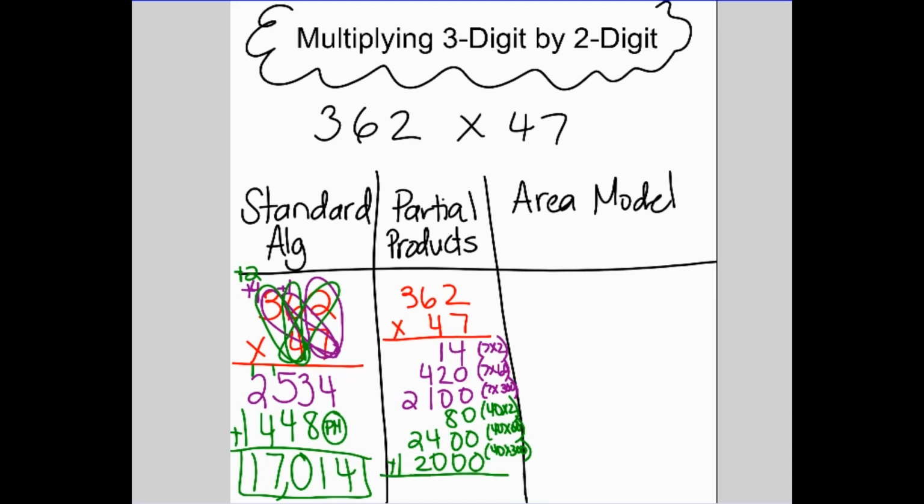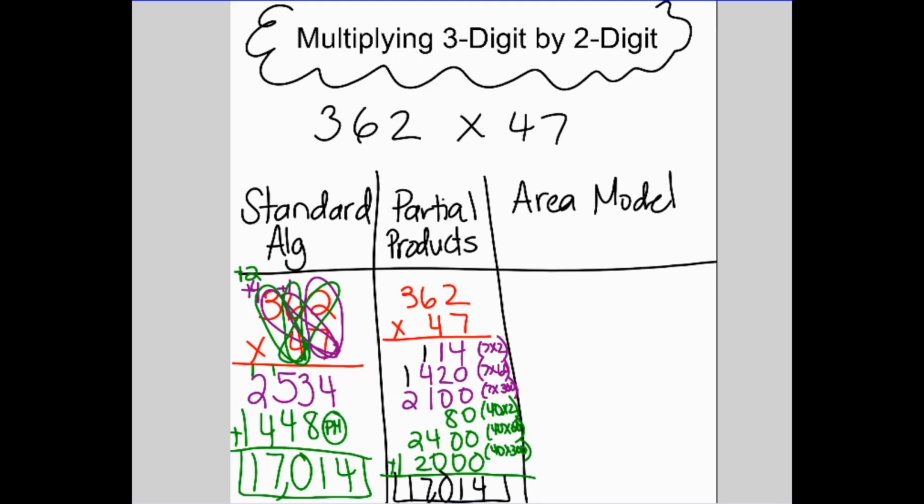Now I'm going to add all these together. I have 4 in the ones place. I have 1 plus 2, that's 3. 3 plus 8, that's 11. Regroup. 1 plus 4, that's 5. 5 plus 1, that's 6. 6 plus 4, that's 10. Regroup. 1 plus 2 is 3. 3 plus 2 is 5. 5 plus 2 is 7. And then bring down the 1. So again, we do have our 17,014 here. So we were correct.